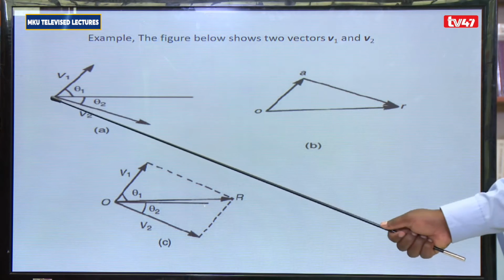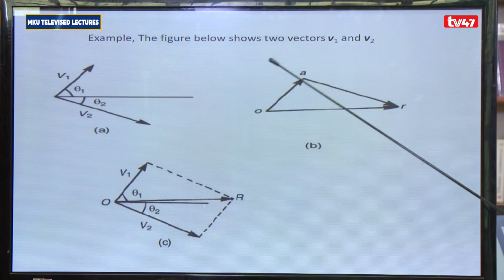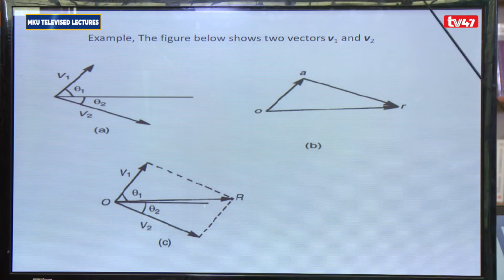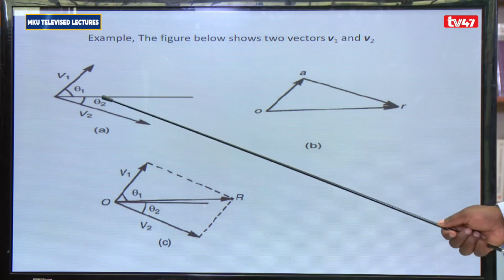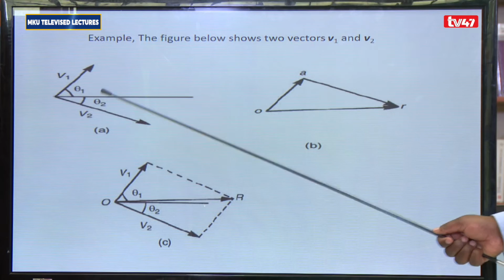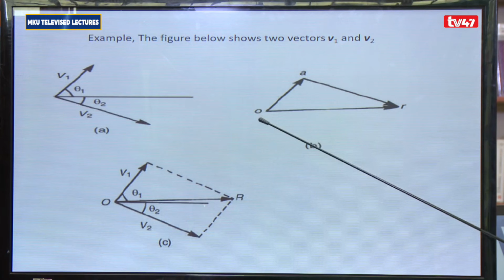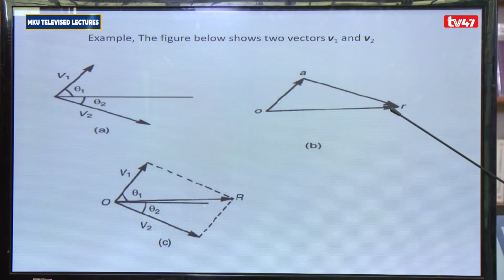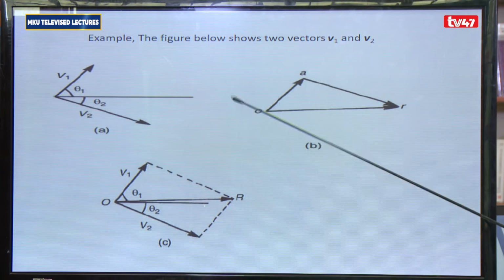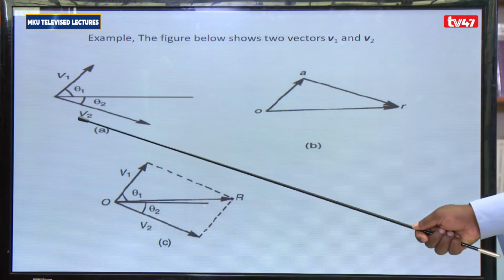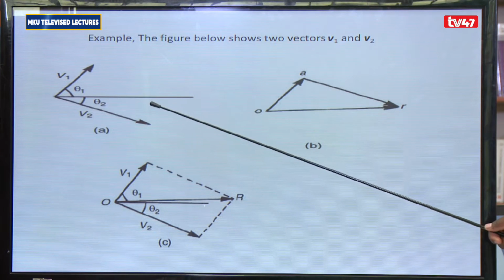And the same case with V2, which is represented by OR, and it should have the same magnitude and the same angle as the vector V2. And then the resultant is going to be from where the first one was starting to where the last one is ending. So this is the resultant of the vector addition of V1 plus V2. So that is the head to tail method.